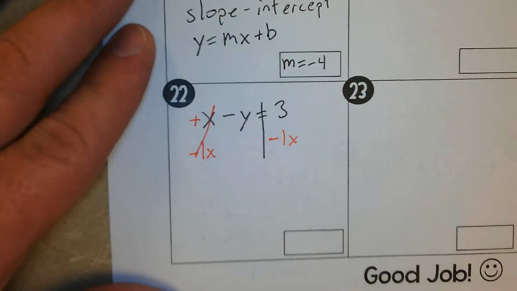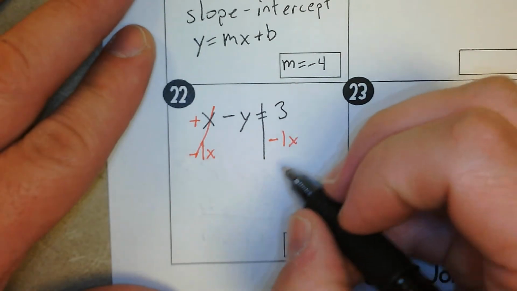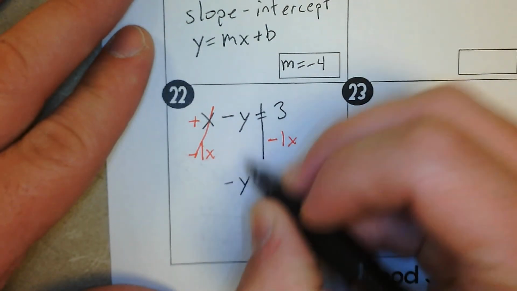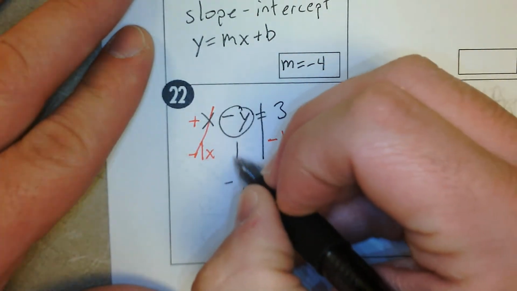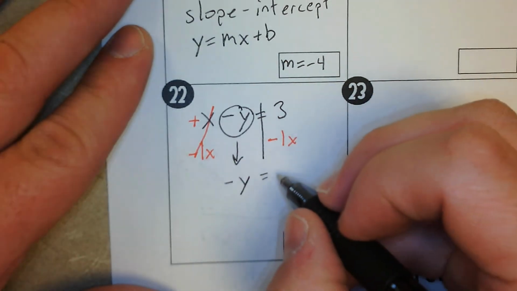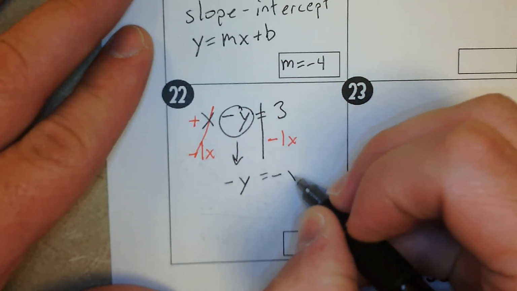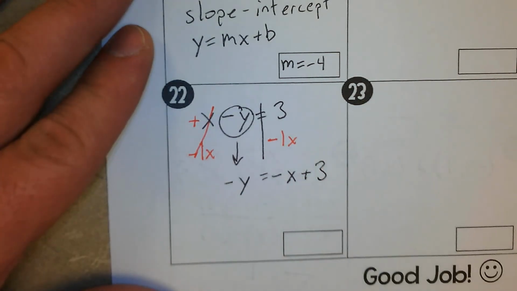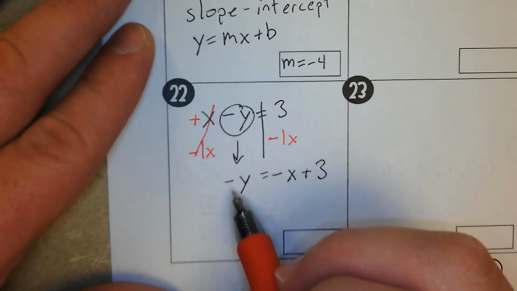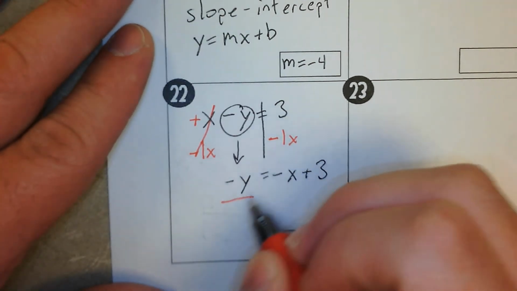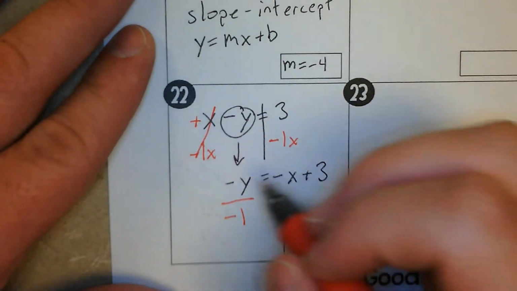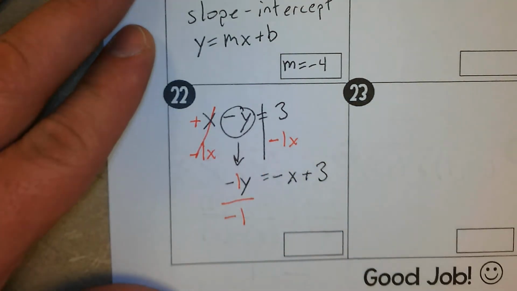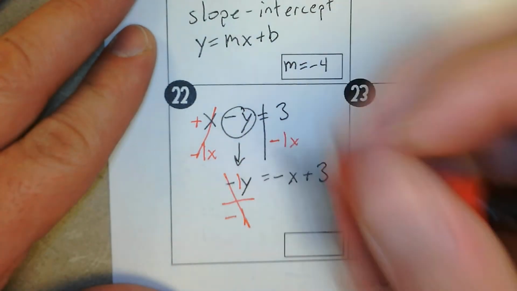Constants cannot go with variables. They cannot be added or subtracted together. So I now have negative y, because that negative is still attached to the y, is equal to negative 1x plus 3. I want to get rid of that negative in front. So we've done this before. To get rid of that negative in front, you have to divide it by negative 1, because there's still an invisible 1 in front. The negative signs will cancel out.